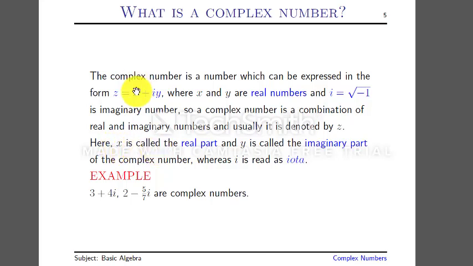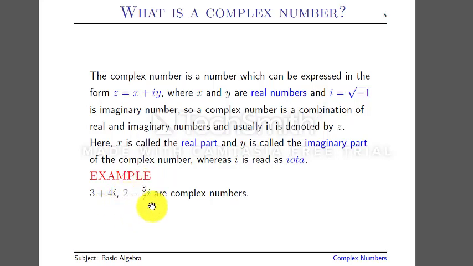Here x is called the real part of a complex number and y is called the imaginary part of a complex number. The number which lies with the iota must be the imaginary part of the complex number. This is the imaginary part, where i is read as iota. Here are two examples: 3 plus 4 iota, and 2 minus 5 by 7 iota are complex numbers. In the first example, 3 plus 4 iota, 3 and 4 are real numbers, iota is the imaginary number, and the real part of this complex number is 3 and the imaginary part is 4.